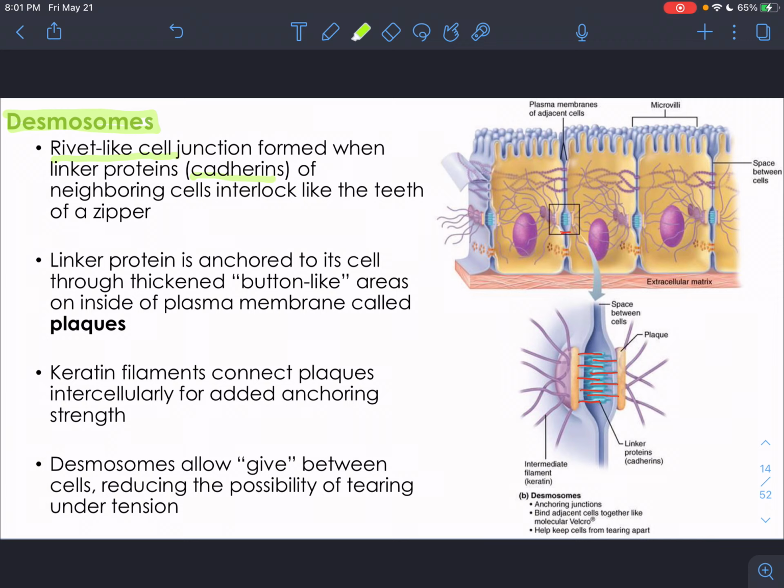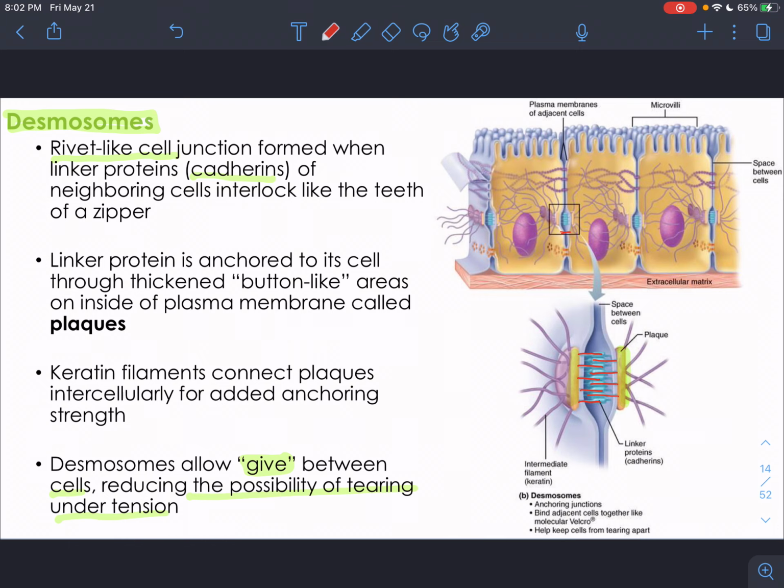Okay, so it's really important to connect the cells. You see these proteins are anchored to a plaque on either side in the cell. Okay, desmosomes are an important connection because they allow some give between cells, reducing the possibility of tearing under tension.